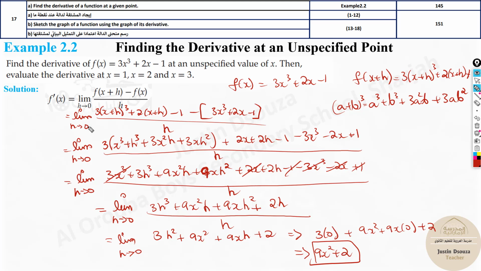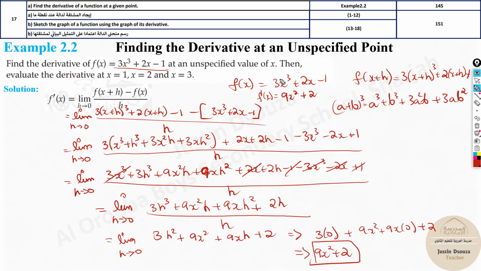Now I will tell you how you can directly get this as well by the power rule. We know this 3 comes down, isn't it? So f dash of x will be equal to 3 comes down, 9x, 3 minus 1 is 2, plus 2, the constant is 0. The same answer. But this is the actual formula to get the derivative. This is the power rule, the simpler version.